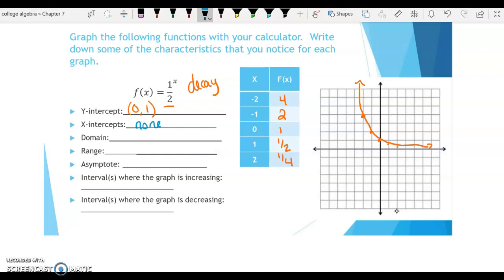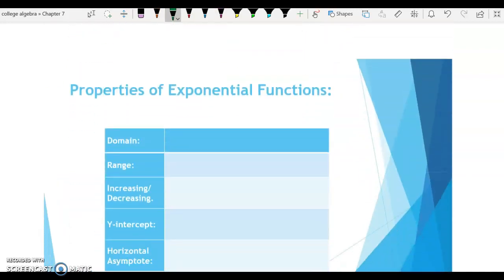There is no x-intercept. Your domain is negative infinity to positive infinity. Your range is from 0 to infinity. We do not include 0 because there is an asymptote at 0. And then there is no increasing because it's decay. So what do you think we're doing the whole time? We are decreasing. This is an example of growth and decay. So those two right there. If you need to pause it, you can pause it at any time and just keep watching the video.